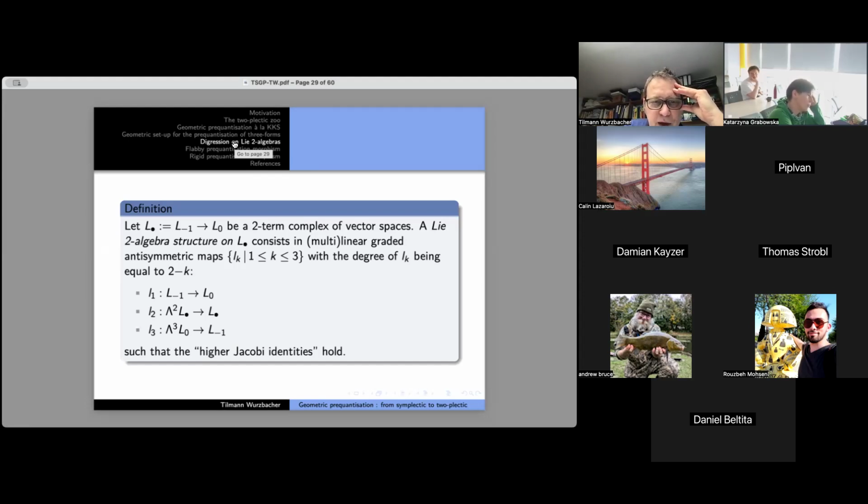Then we have L2, which is a map of degree 0. So if you plug in two elements of L0, you still get an element of L0. But if you plug in two elements of L minus 1, you get an element of L minus 2, which is not there. And if you plug in a mix, you get an element of L minus 1.